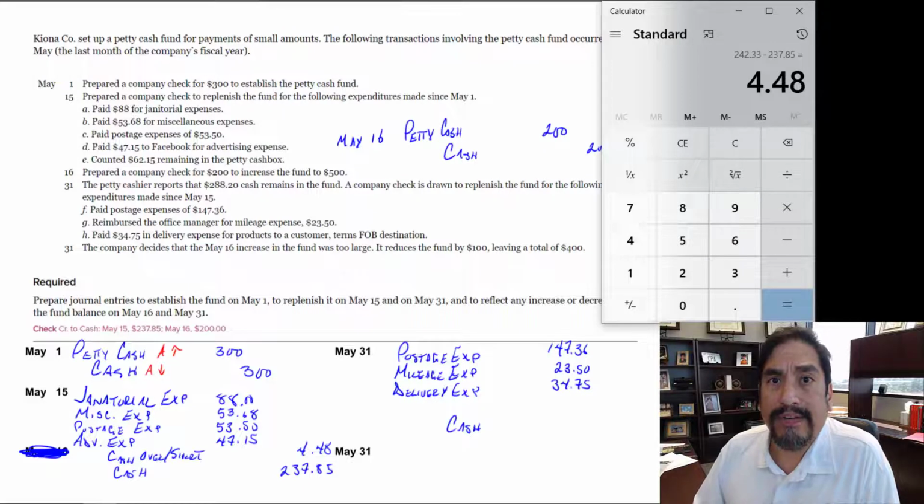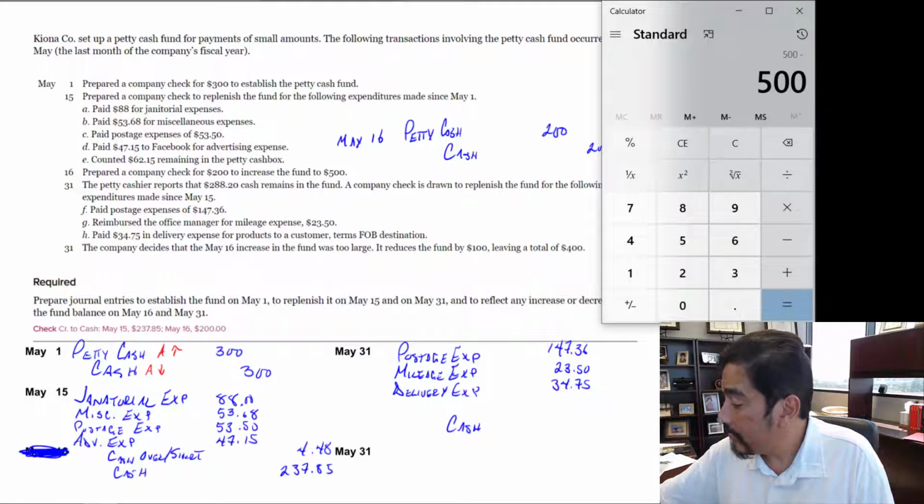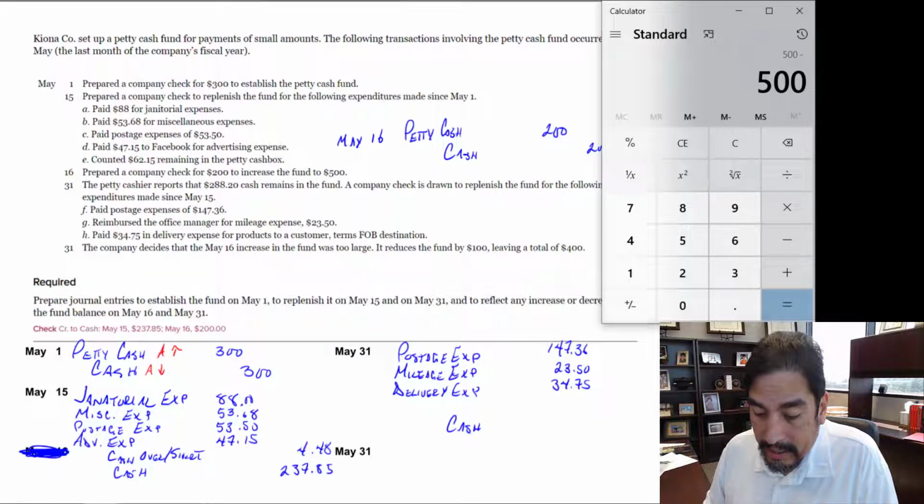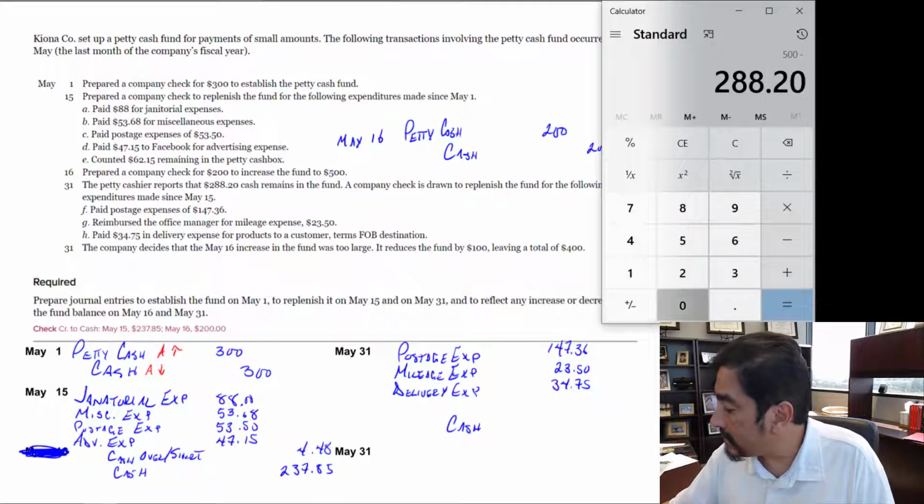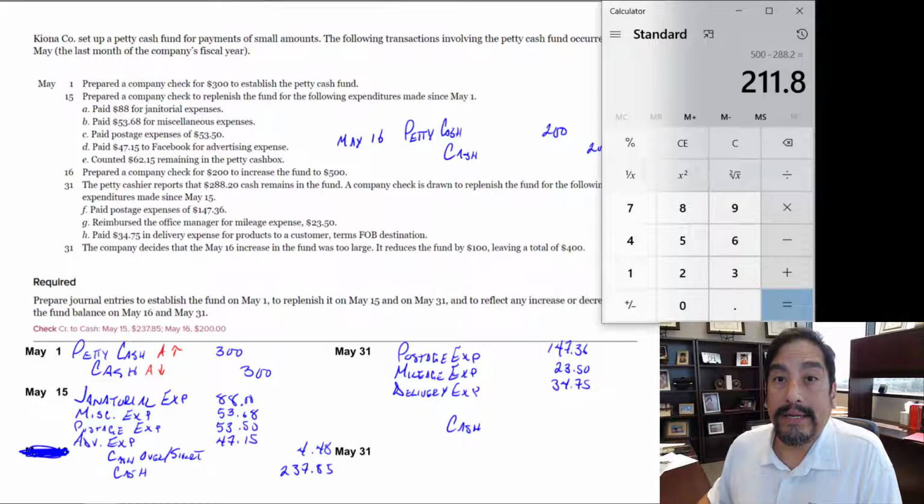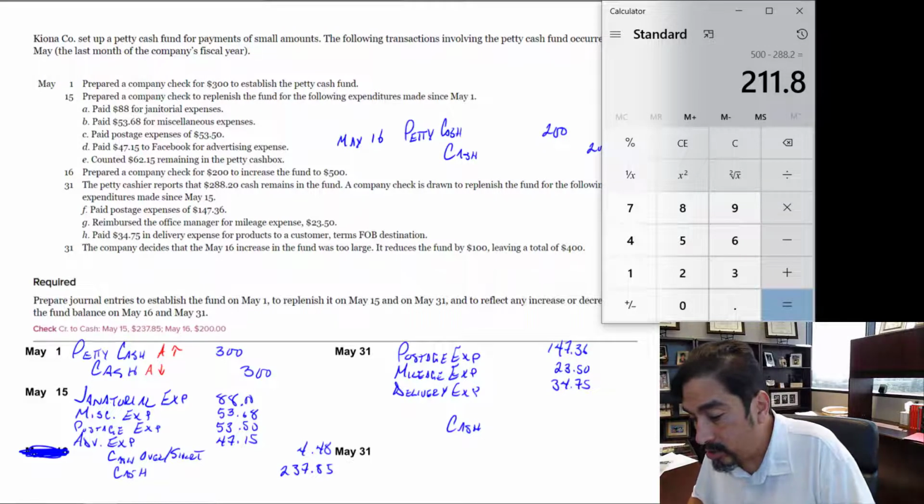There should be $500 in there. We started with $300, but we upped it by another $200 to get it up to $500. So there should be $500 cash in there. And we counted it up, or the petty cashier counted it up for us, and there's $288.20. So we need to pull $211.80 out of our company bank account, out of the cash account, and put it into the petty cash box. So $211.80.